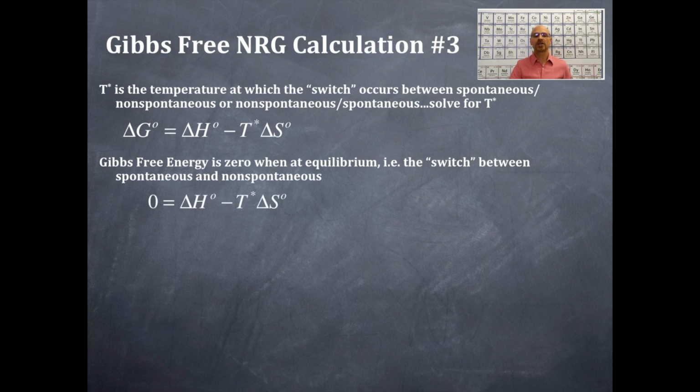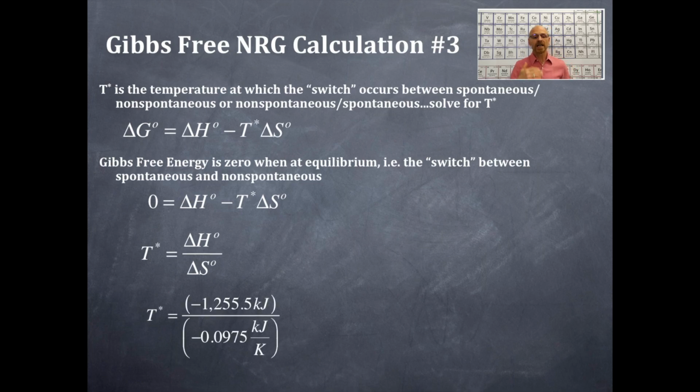So I've got delta G as 0. Now I have 0 is equal to delta H minus T star delta S. We're going to rearrange this, subtract delta H on both sides, then divide by negative delta S on both sides. The negative signs cancel each other out, and then we're going to have T star is equal to delta H over delta S.